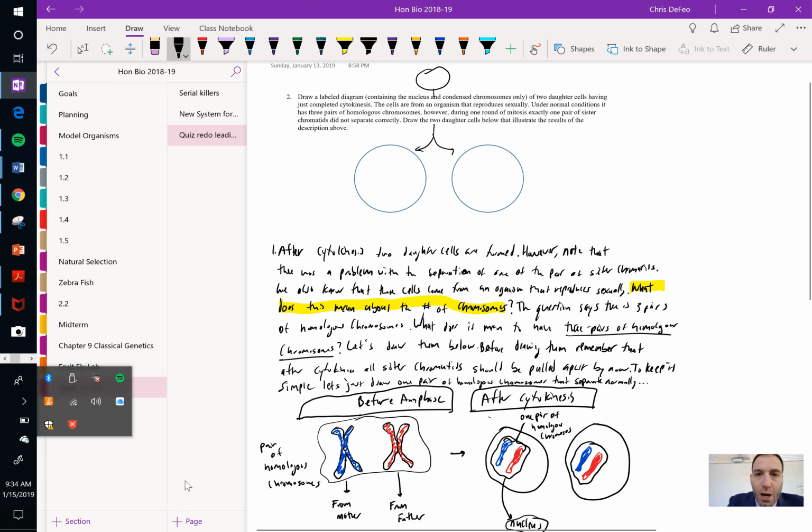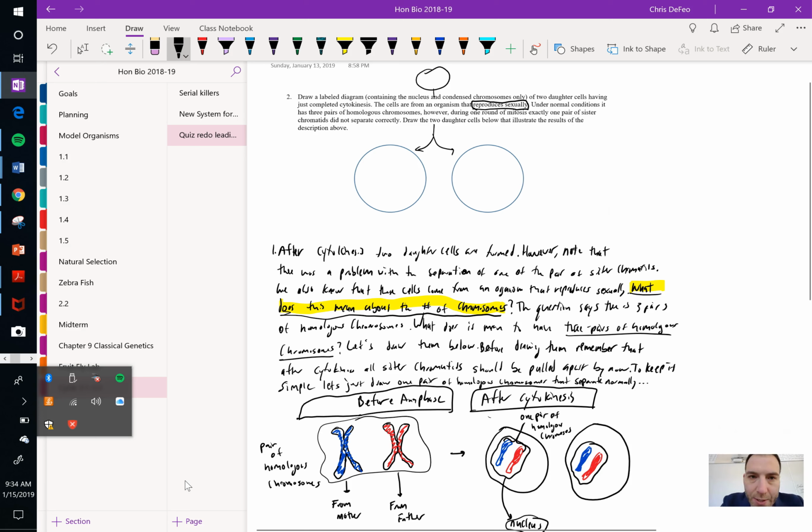It says that the cells are from an organism that reproduces sexually. This is a key word. This provides information about how many chromosomes we might have. I kind of wrote down here a summary of a way to break this question down. I asked myself, what does this mean about the number of chromosomes? So when you come across that, you shouldn't just read it. You should think about what that means. Okay, and we'll get to what that means in a second.